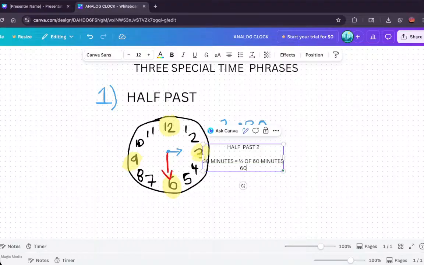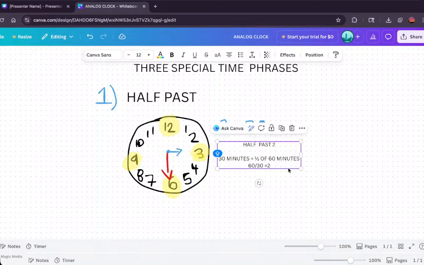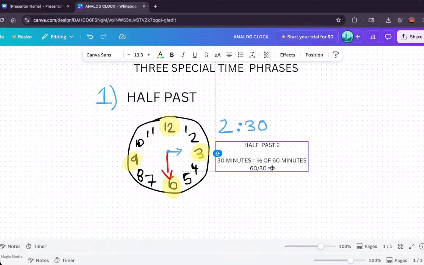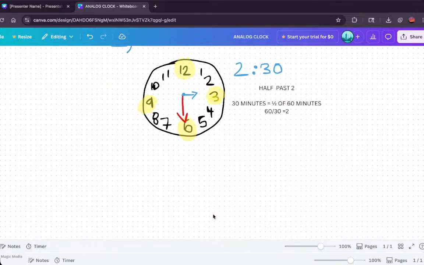Because 60, the slash means division. I don't have the symbol, but 60 divided by 30 is equal to 2. So write this down. That way you have this as reference. And then let's go to the second special phrase.